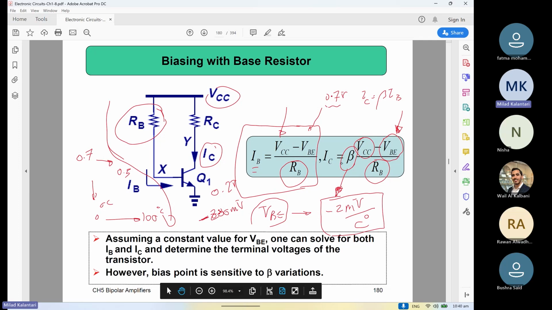The beta also changed. We are not seeing it here. The beta will increase also. So in fact, once you go from low to high, what is happening? This term will be less. The bias should be higher, right? VCC, let's say, is constant. Base resistor is constant, but this VBE is reducing, right? The collector current will be higher.